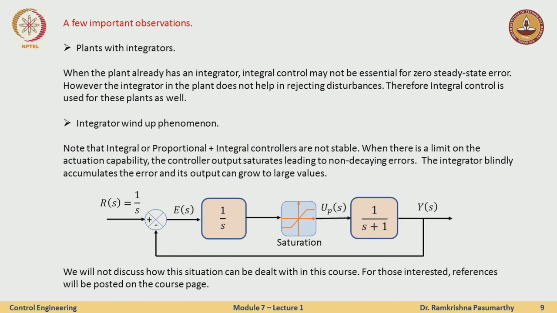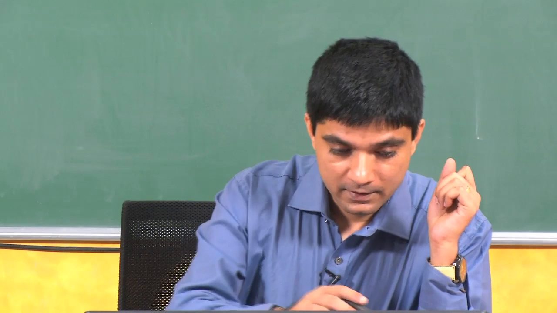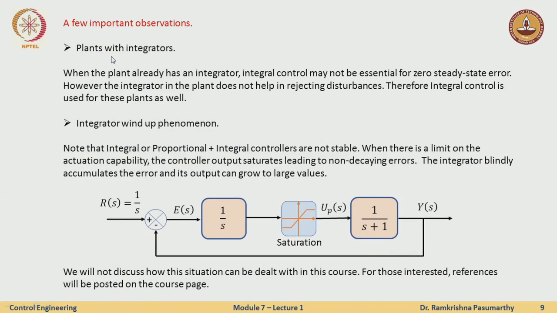Okay. So, is that all? Is life now such that we just add an integrator and then steady state errors are gone? Well, it also comes with its own set of rules. So, what are the important points to observe when I have a plant with integrators?